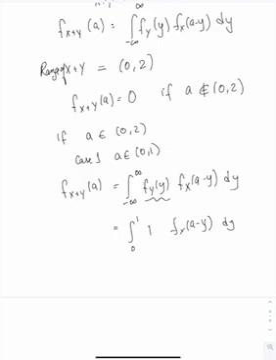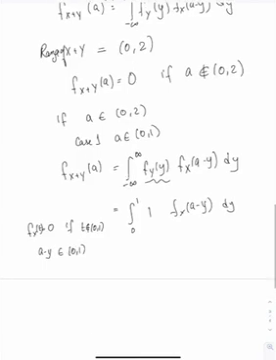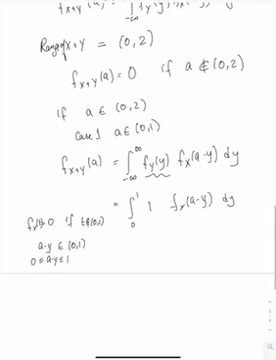Okay, well, f sub x is 0 if, or actually let's just write t, if t is not in 0 to 1. Okay, so what do you need? You need that a minus y should be in 0 to 1. Okay, so that is a minus y less than or equal to 1, bigger than or equal to 0. Correct?